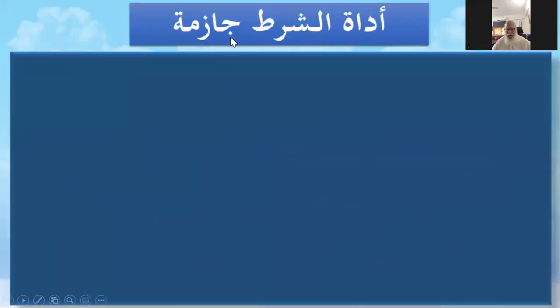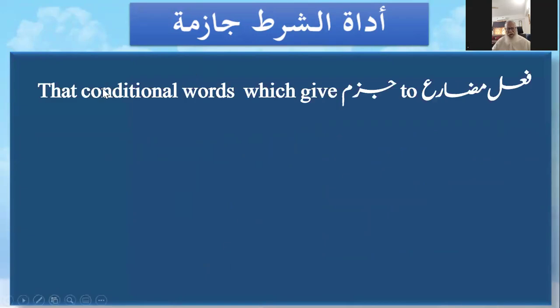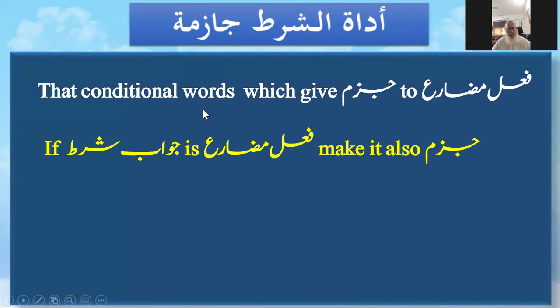Okay. Next is adatul shart jazima. That conditional word which gives the jazm to the fi'l mudari. If shart and jawab are fi'l mudari, make them majzum. Just like in tansurullah yansurkum. Tansur is the shart, the condition. The answer is yansurkum. Look, in has changed both. It was tansuruna, yansuru. So it had become in tansur. The noon is gone. It has become yansur.